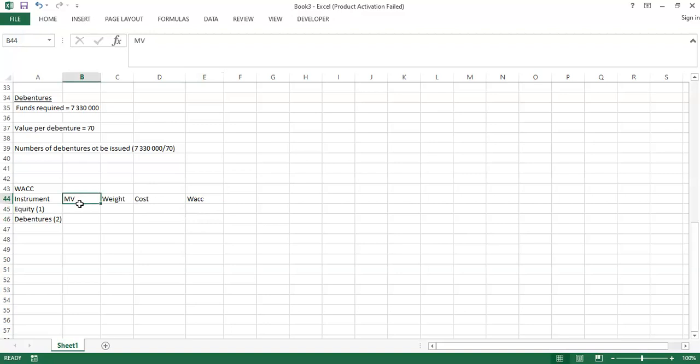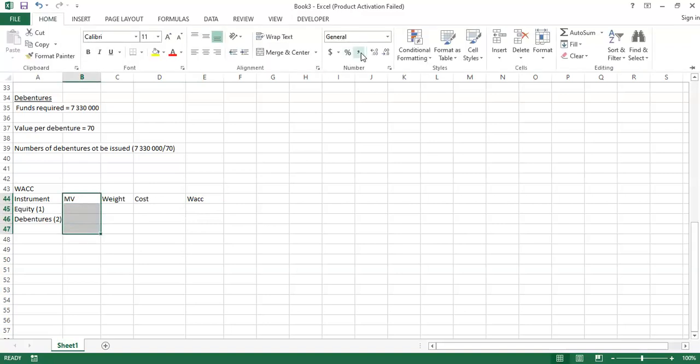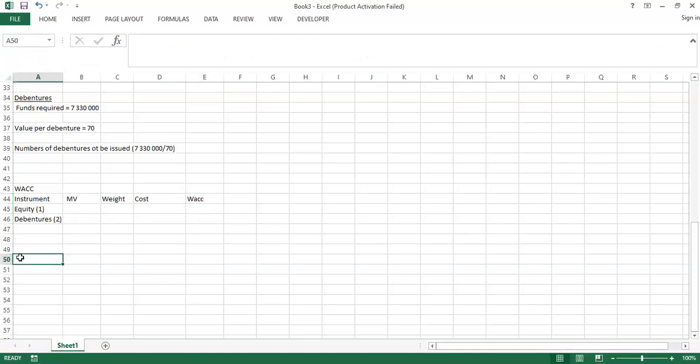All right, so this is going to be amounts. So let's basically put it like that. All right, so calculation number 1, equity.